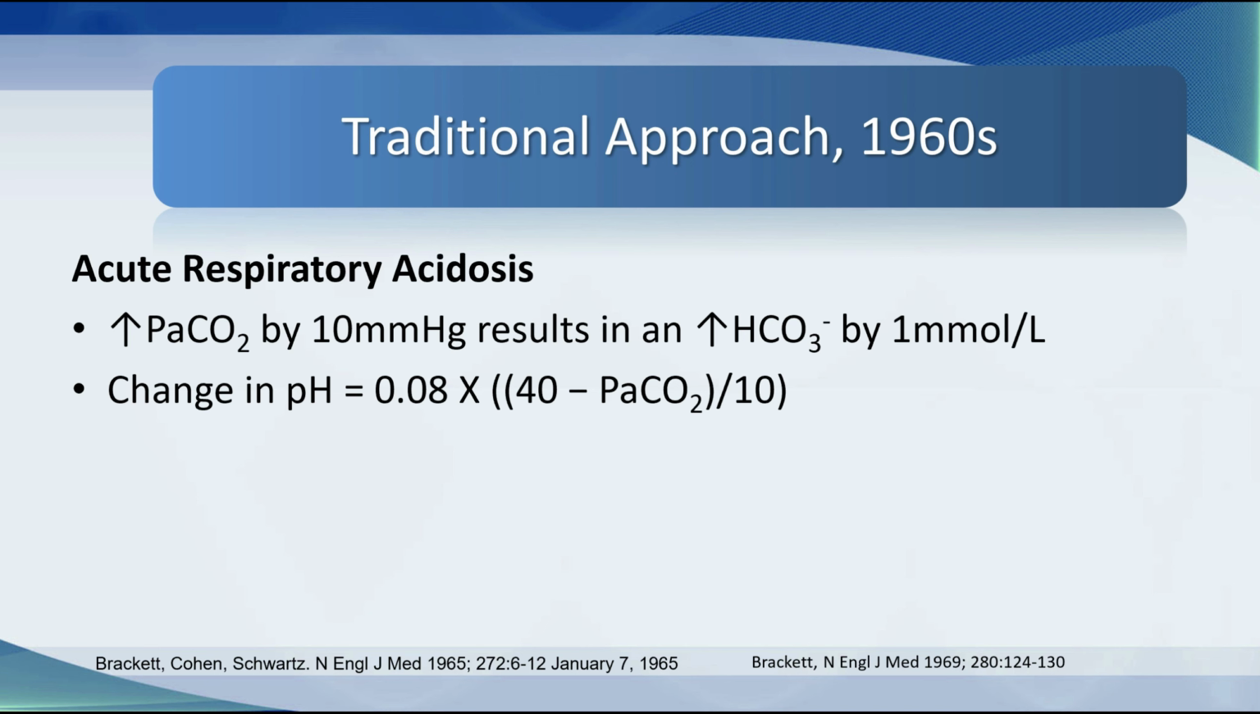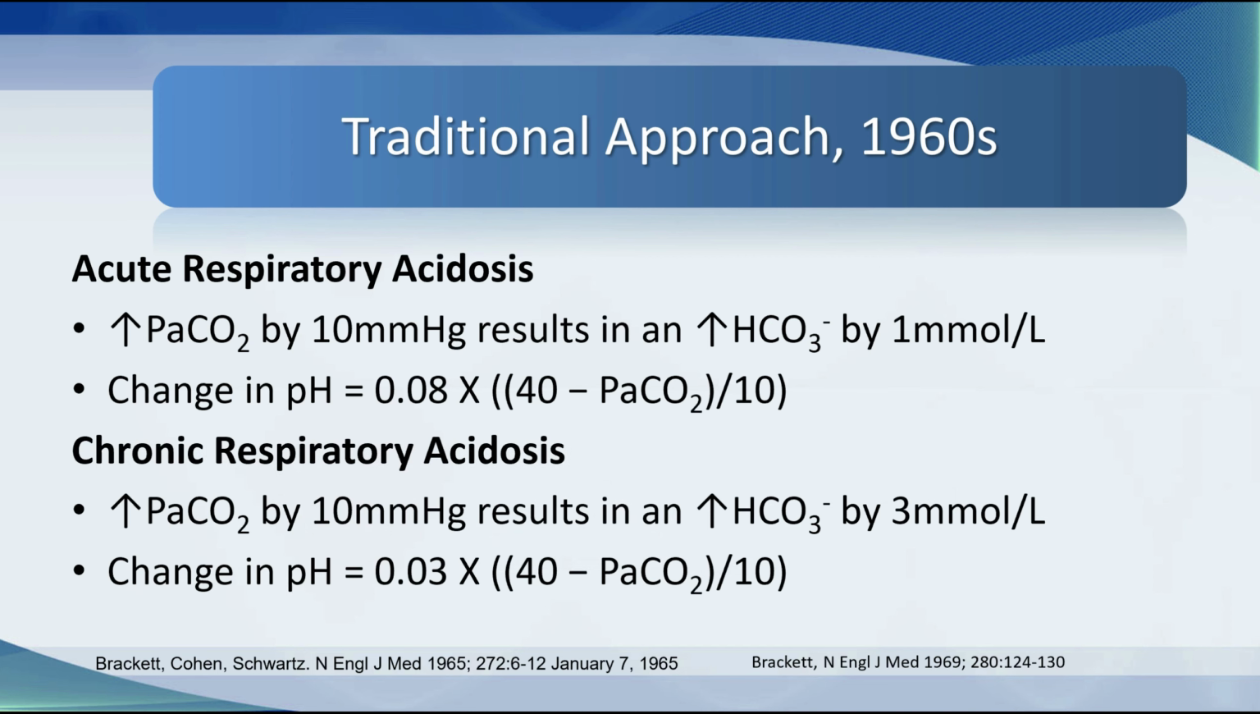In acute respiratory acidosis, a rise in the PaCO2 of 10 millimeters of mercury results in a rise in the bicarbonate by 1 millimole or 1 milliequivalent per litre, and there is a calculatable change in the pH from that I've already covered. In chronic respiratory acidosis, a rise in the PaCO2 by 10 millimeters of mercury results in a rise in the bicarbonate of 3 millimoles per litre. Just to explain what this is all about.